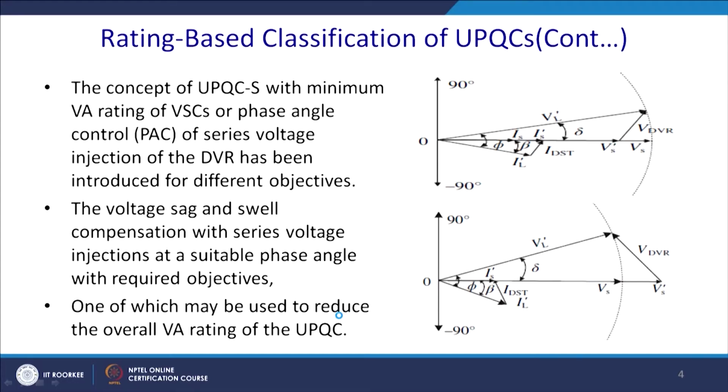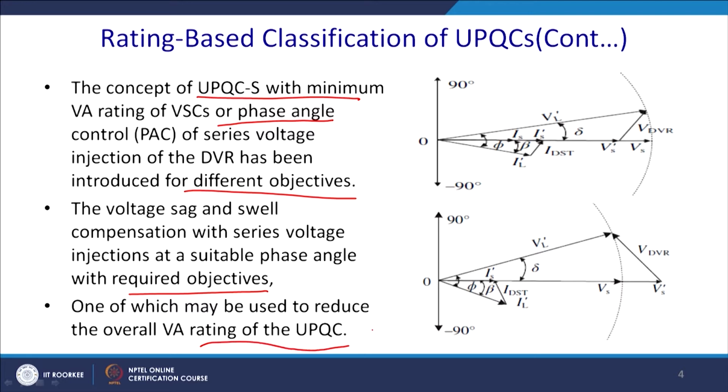Please try to understand this concept from this phasor diagram. The concept of UPQCS with the minimum VA rating is very much required because it will reduce the power rating of the switches of the voltage source converter. The phase angle control, PAC, of the series voltage injection of the DVR has been introduced for different objectives. Let us read out the nomenclature of it. The voltage sag and swell compensation in series voltage injection at a suitable phase angle with required objectives. This is the objective, one of which may be used to reduce the VA rating of the UPQC.